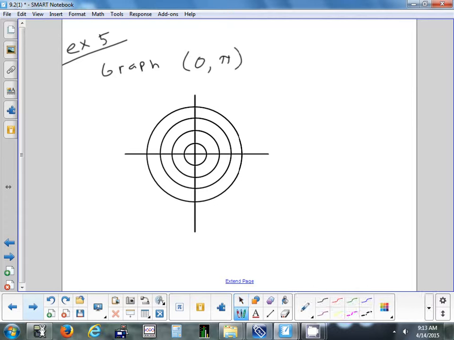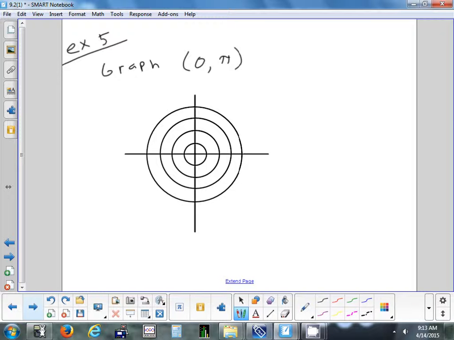Right, how about this one? 0, pi. How would you graph that? Wouldn't it stay at the origin? All right, so our radius is 0, so we stay at the origin. But how about the pi? What's that going to do?